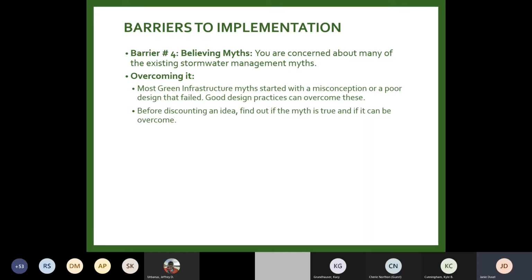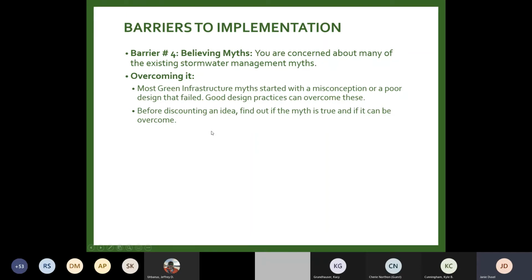We're going to move on to barrier number 4, to our barriers to implementation. And so barrier number 4 is believing stormwater myths. So I get told a lot of things about stormwater that are just simply not true. I think there's just a lot of things that come up that people are concerned about, design failures. And so there's lots of stormwater management myths out there.